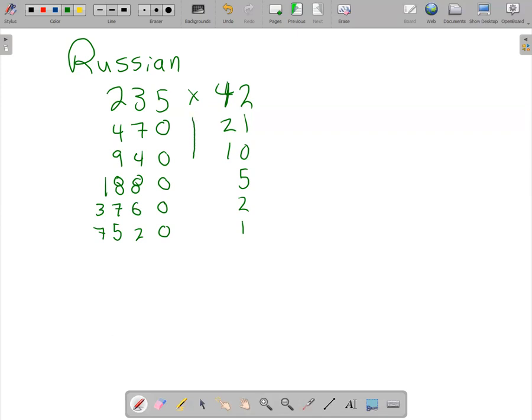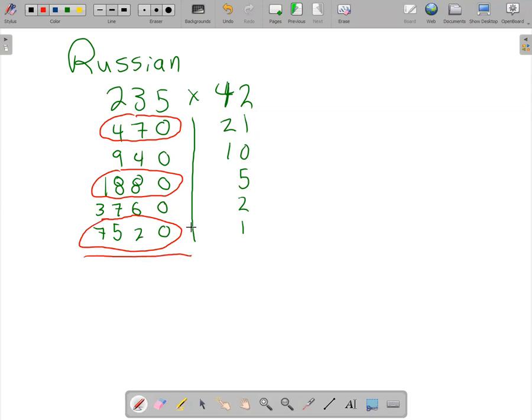All right, so usually I like to put a line down the middle. Now, every time there's an odd half, circle the corresponding double. So 21 is odd, 5 is odd, and 1 is odd. Add up the numbers you circled.